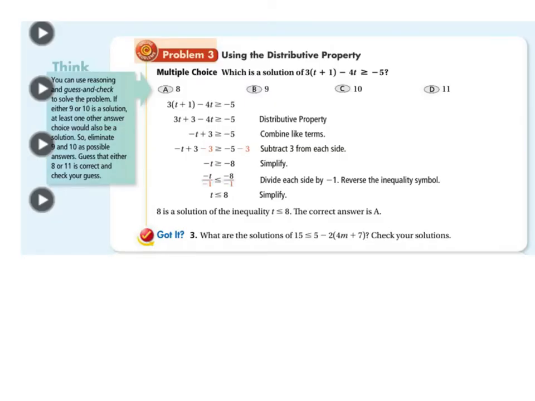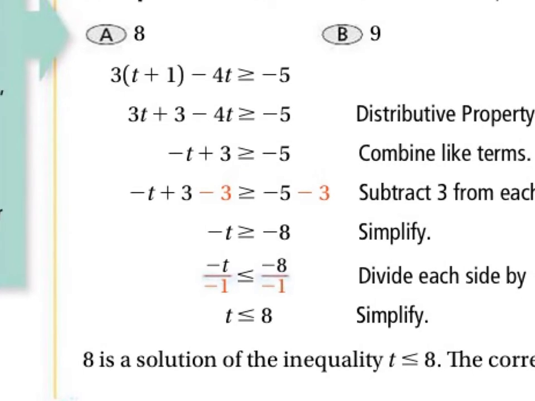Problem 3, they're asking which is a solution of this inequality. So there's 4 options there. What they did, they went ahead and solved this. So first of all, we have parentheses that we need to distribute into. So distribute that, and then we've got some like terms here we can combine. That would be a negative 1t. And then you could subtract 3 on both sides.